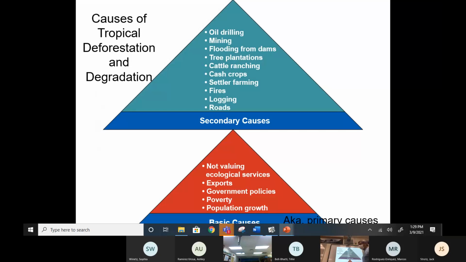So this is an interesting diagram because it has these two parts. All of these are causes of tropical deforestation.